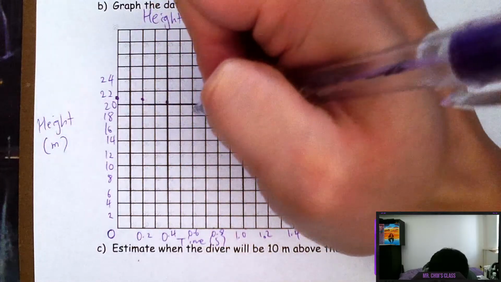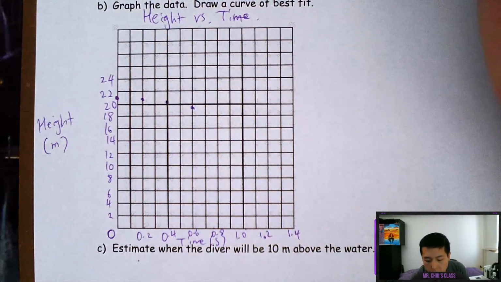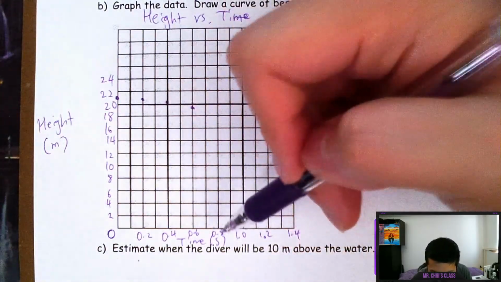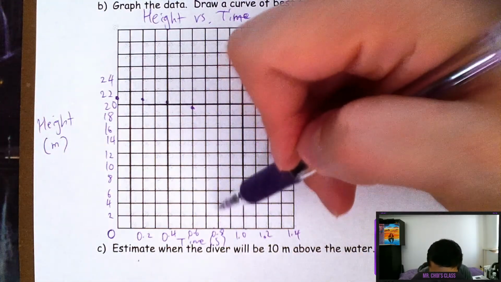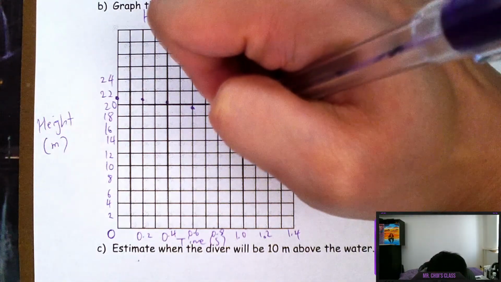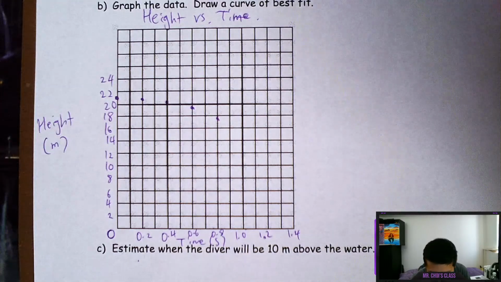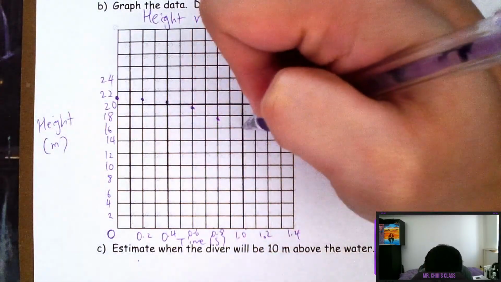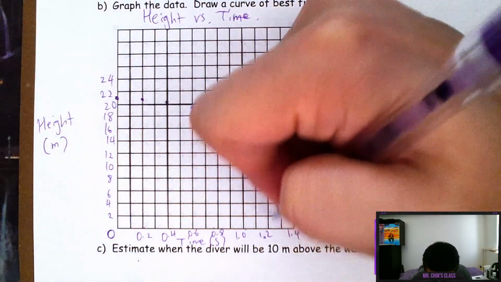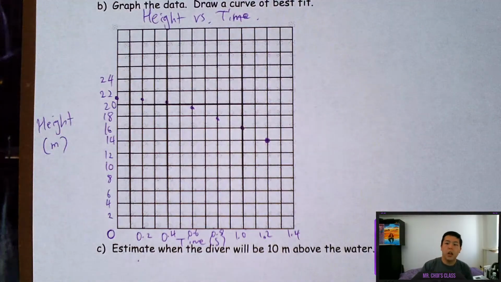And then we have 0.6, 19.4. So 19.4 will be somewhere here. Then 0.8, 17.6. So 0.8 on the x, 17.6 on the y. We have somewhere here. Okay. Then 1.0 and 16. Thankfully, that's right on the line. And then 1.2 and 14, which is right here. Okay. So those are our points.